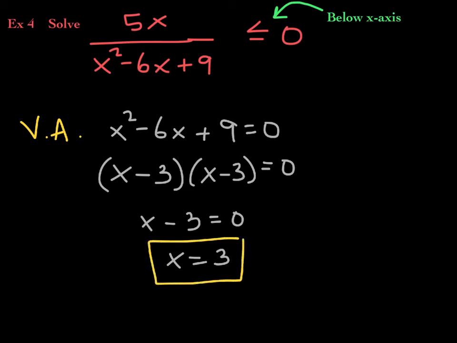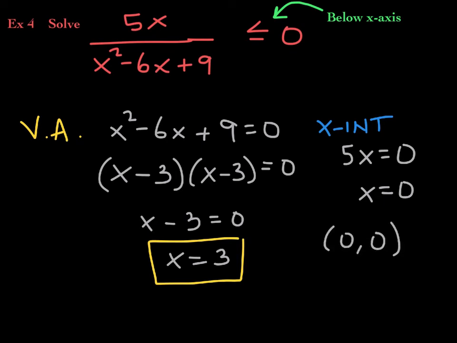The only other thing that you need to find are the x-intercepts. The way you find your x-intercepts is by taking your numerator only, setting it equal to 0, and solving. So you can see that your x-intercept is the origin, 0, 0. All right, 0, 0.